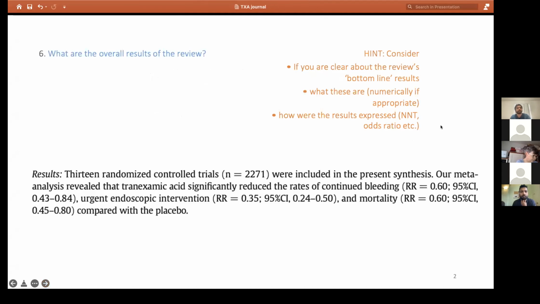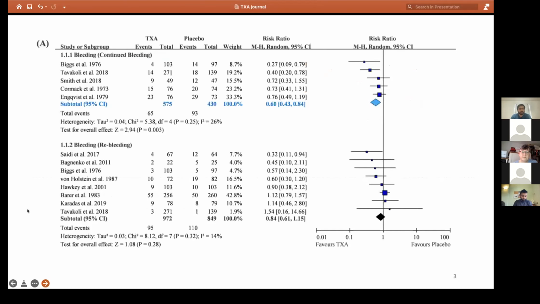It asks, what are the overall results of the review? The hint is to consider if it is clear, what the bottom line results are numerically if appropriate, and how the results were expressed. As discussed earlier, 13 randomized controlled trials were taken after applying inclusion and exclusion criteria. The total number of patients was 2,271. The meta-analysis revealed that tranexamic acid significantly reduced the rates of continued bleeding, urgent endoscopic intervention, and mortality compared with placebo.